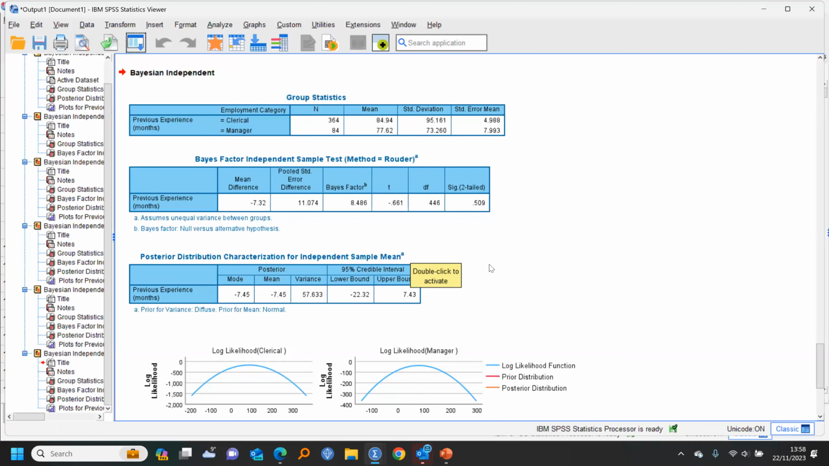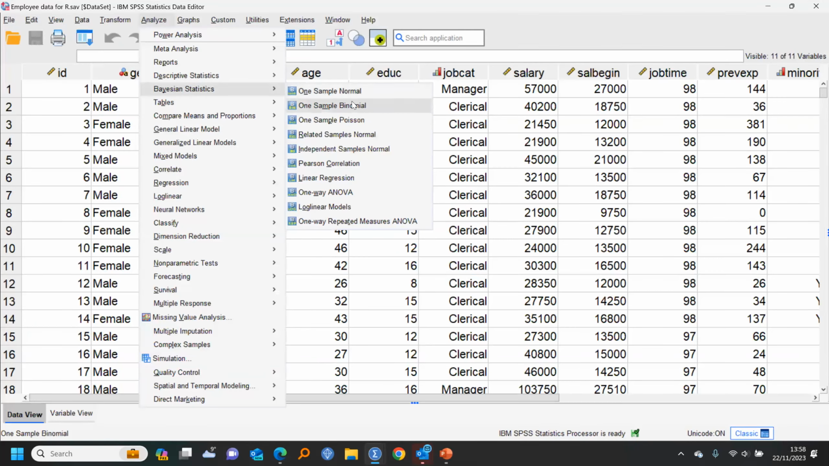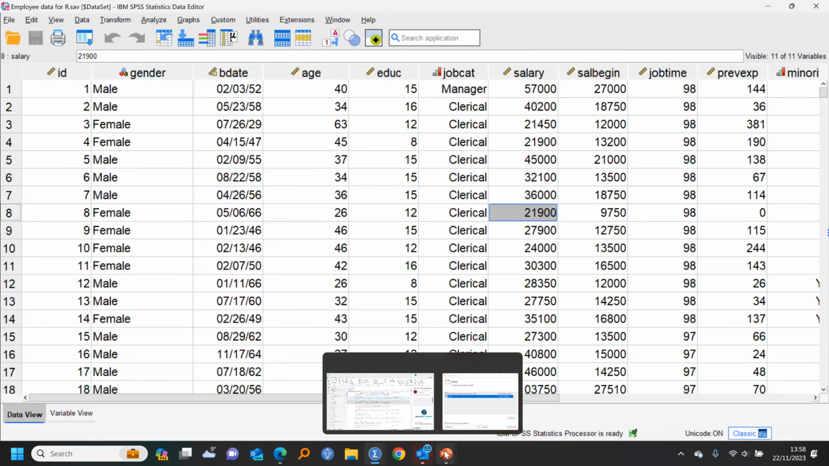But that's one example. Note that there are many other types of Bayesian analysis we could do here. We could do one sample binomial, that's your test of a coin. One sample Poisson, which is more like count data. We have Pearson correlations, linear regression, one-way ANOVA, log linear models, and repeated measures ANOVA. So there's a Bayesian equivalent for each of these different approaches.